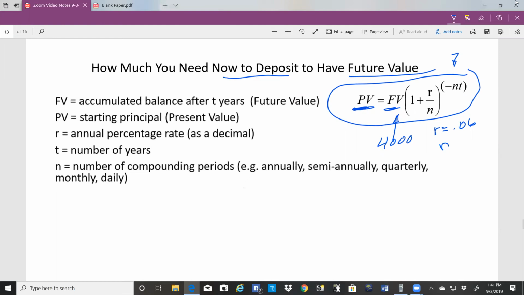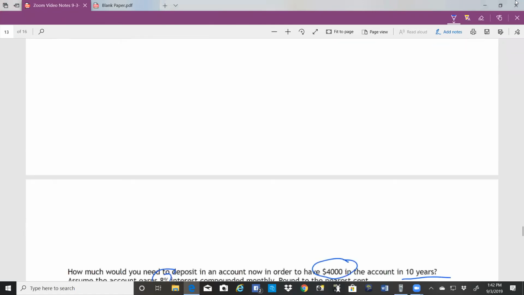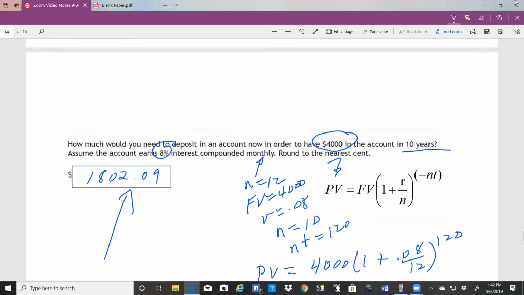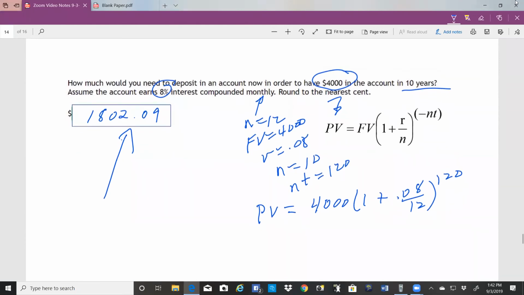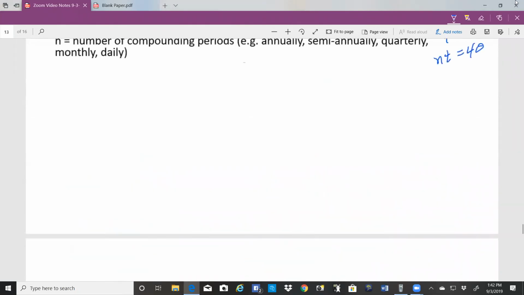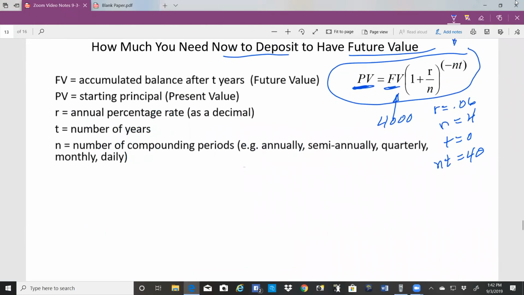Okay, so N is not 12, it's 4. How many years? For 10 years. So NT, this is just like the one we just worked, except it was compounded monthly. You see this? This is the one we just worked, except it was compounded monthly.